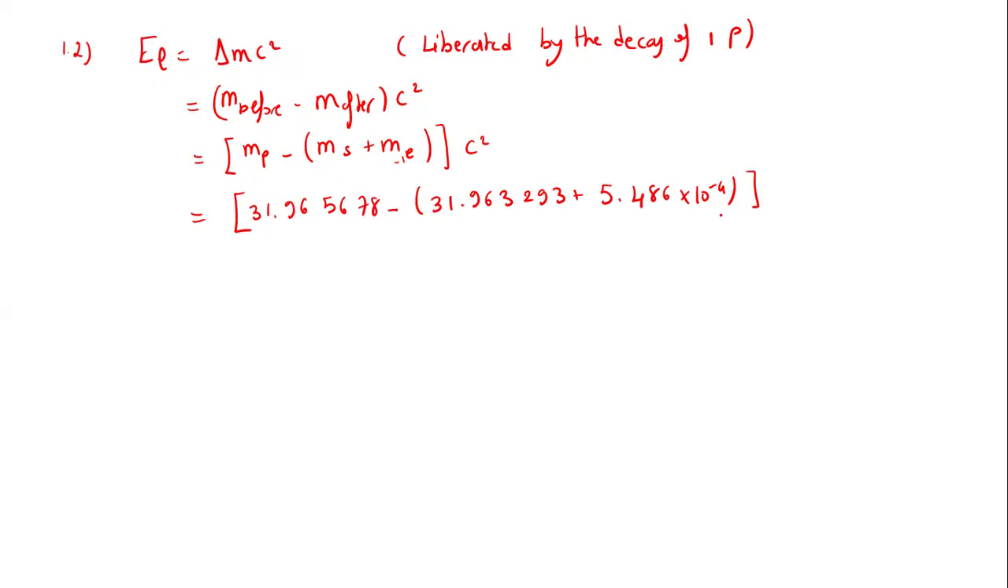These are all in u, so we convert them to mega electron volts. We multiply by 931.5 mega electron volt over c square, and we don't forget times the c square here. So we simplify, and then we get the answer. It's approximately equal to 1.706 mega electron volt. So approximately this will be the answer. Let's not forget this is the energy liberated by the decay of only one phosphorus.